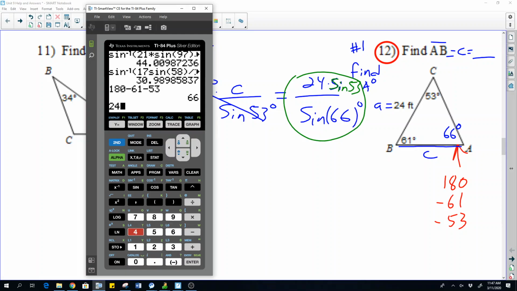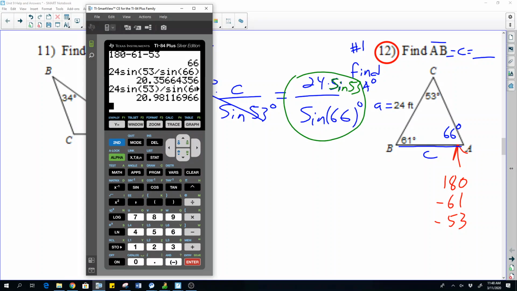So we have 24 sine, then we have 53. Good. Close parenthesis. Don't forget close parenthesis. Because if you do divided by sine 66 without closing it, you're definitely going to get a wrong answer. See, that's wrong. But if you close parentheses soon enough, good, there you go. Then you'll get the right answer.